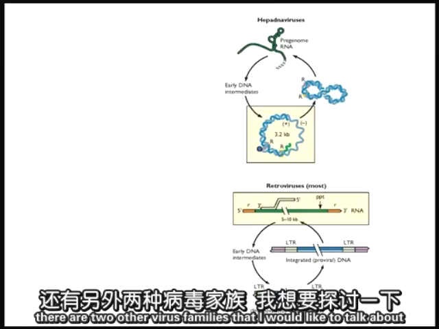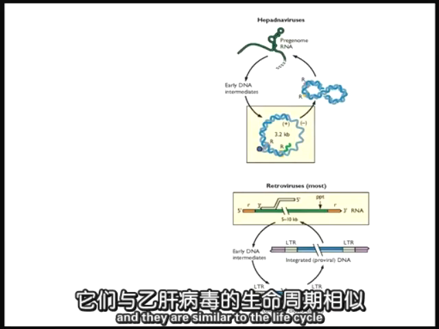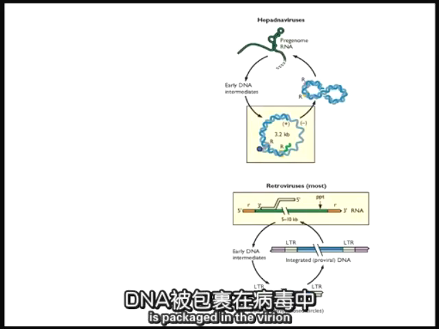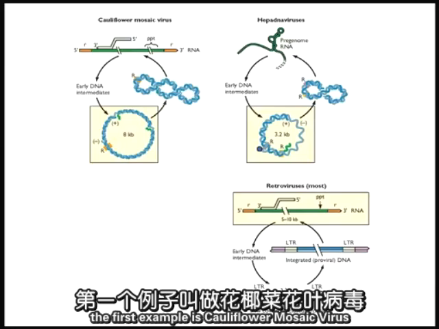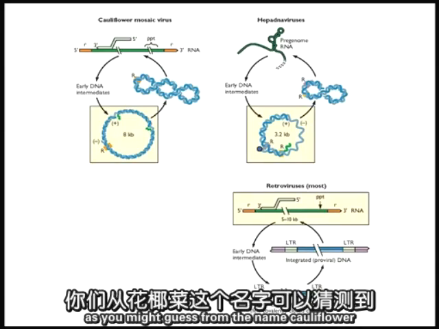There are two other virus families that I'd like to talk about whose genomes encode reverse transcriptase. And they're similar to the life cycle of hepatitis B virus in that DNA is packaged in the virion. The first example is cauliflower mosaic virus, a virus of plants, as you might guess from the name, cauliflower.